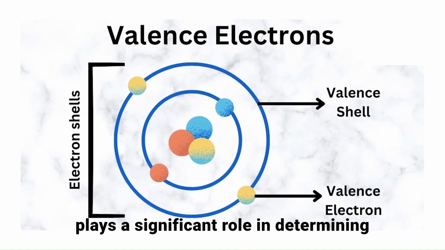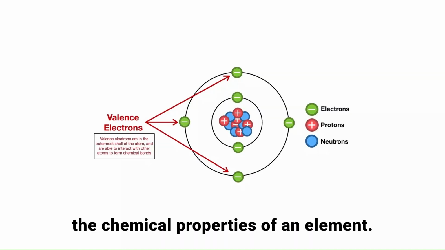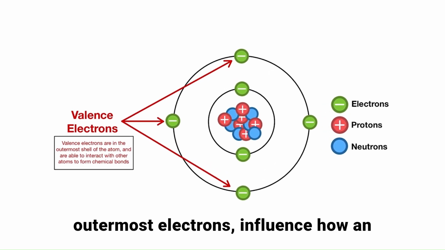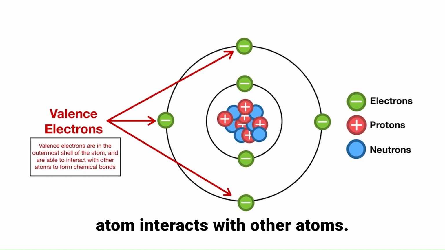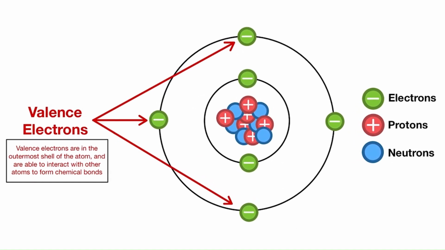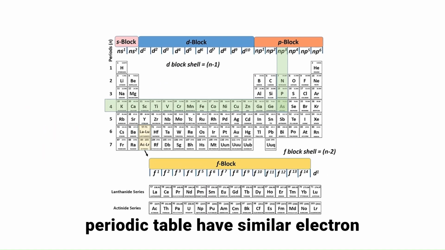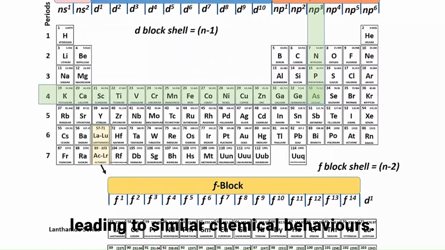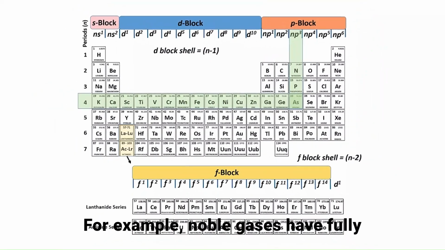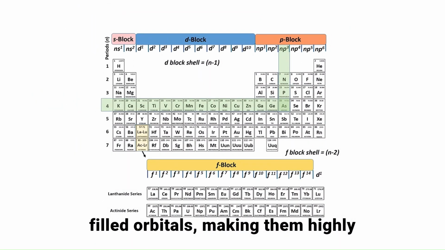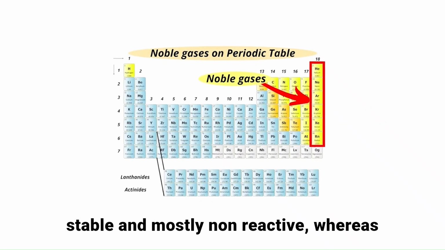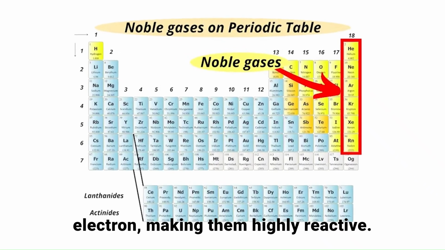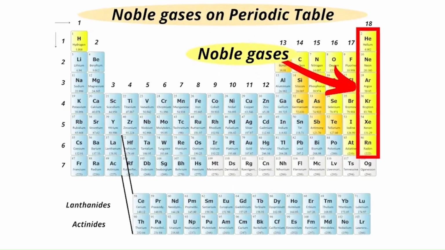Electron configuration plays a significant role in determining the chemical properties of an element. The valence electrons, which are the outermost electrons, influence how an atom interacts with other atoms. Elements in the same group of the periodic table have similar electron configurations in their outer shells, leading to similar chemical behaviors. For example, noble gases have fully filled orbitals, making them highly stable and mostly non-reactive, whereas alkali metals have a single valence electron, making them highly reactive.